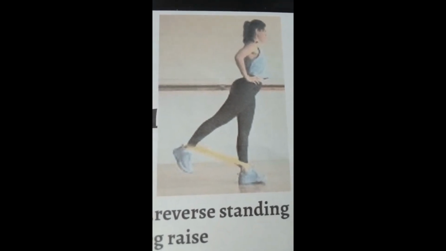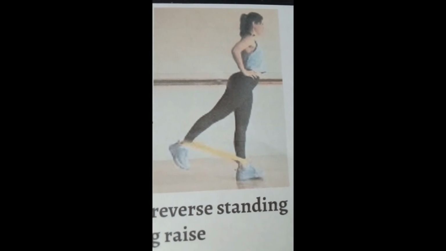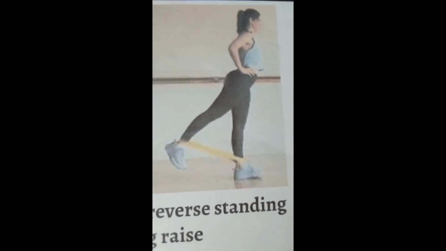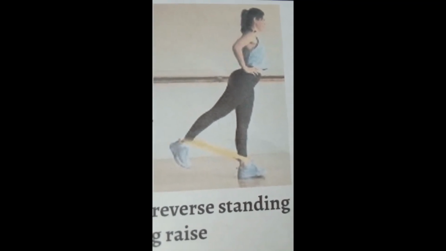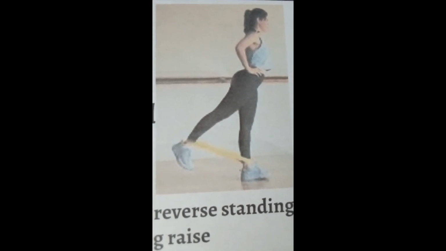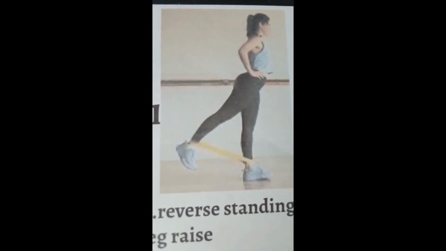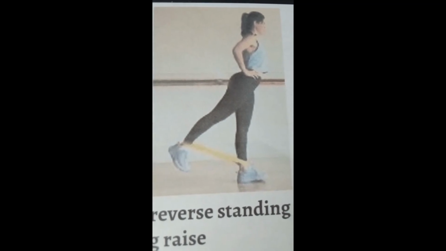So the next exercise are reverse standing leg raises. So these will help to strengthen the glutes and improve your balance. You may want to hold on to a wall or the back of a chair for some balance. So basically you're going to hold your body straight, tighten those abdominal muscles and lift one leg off the ground behind you.